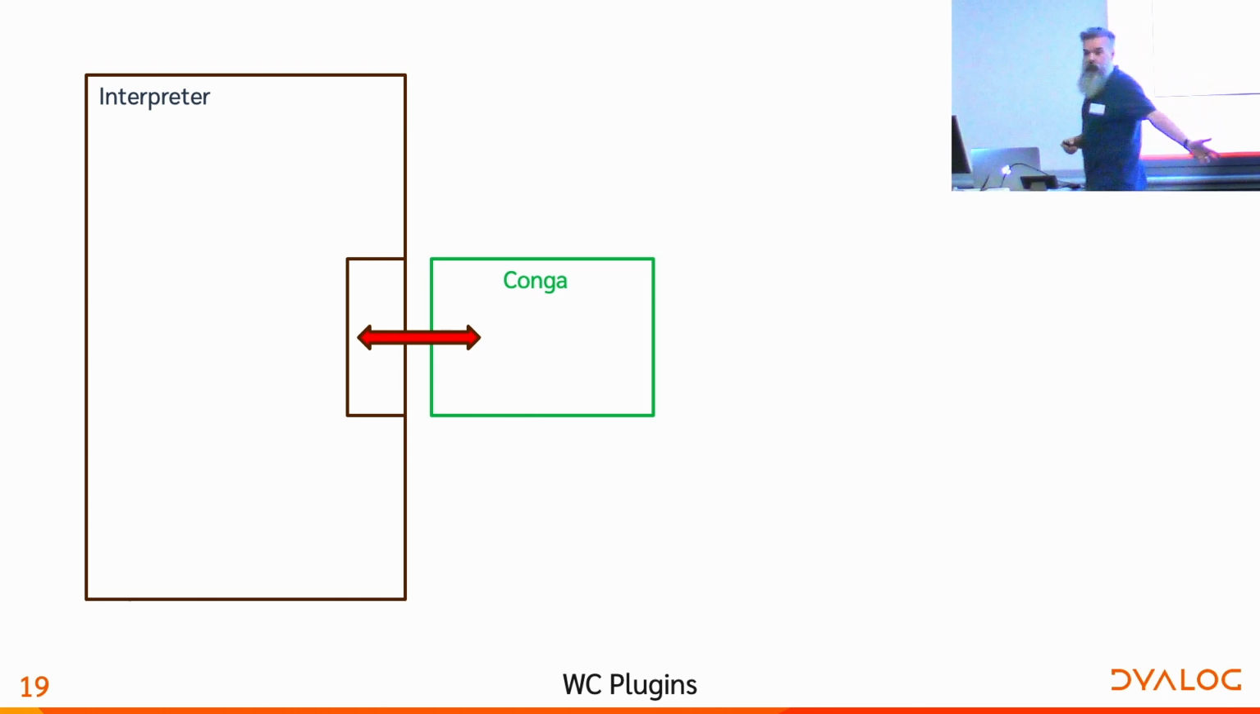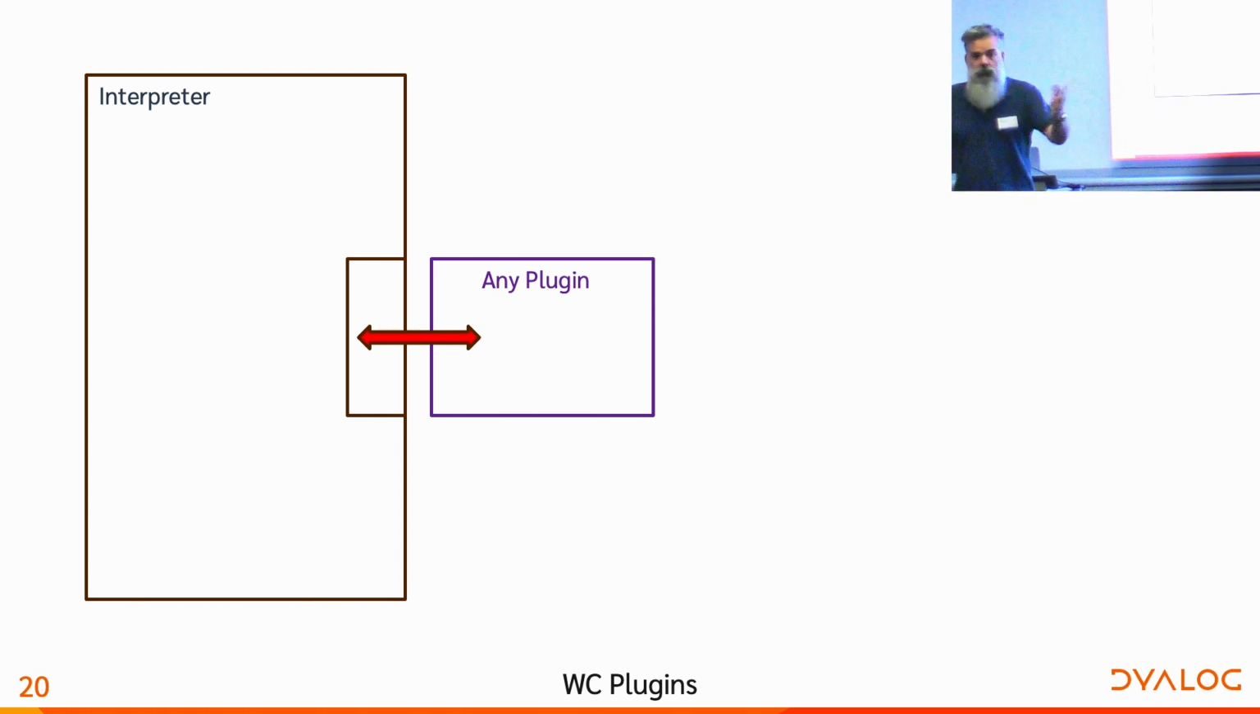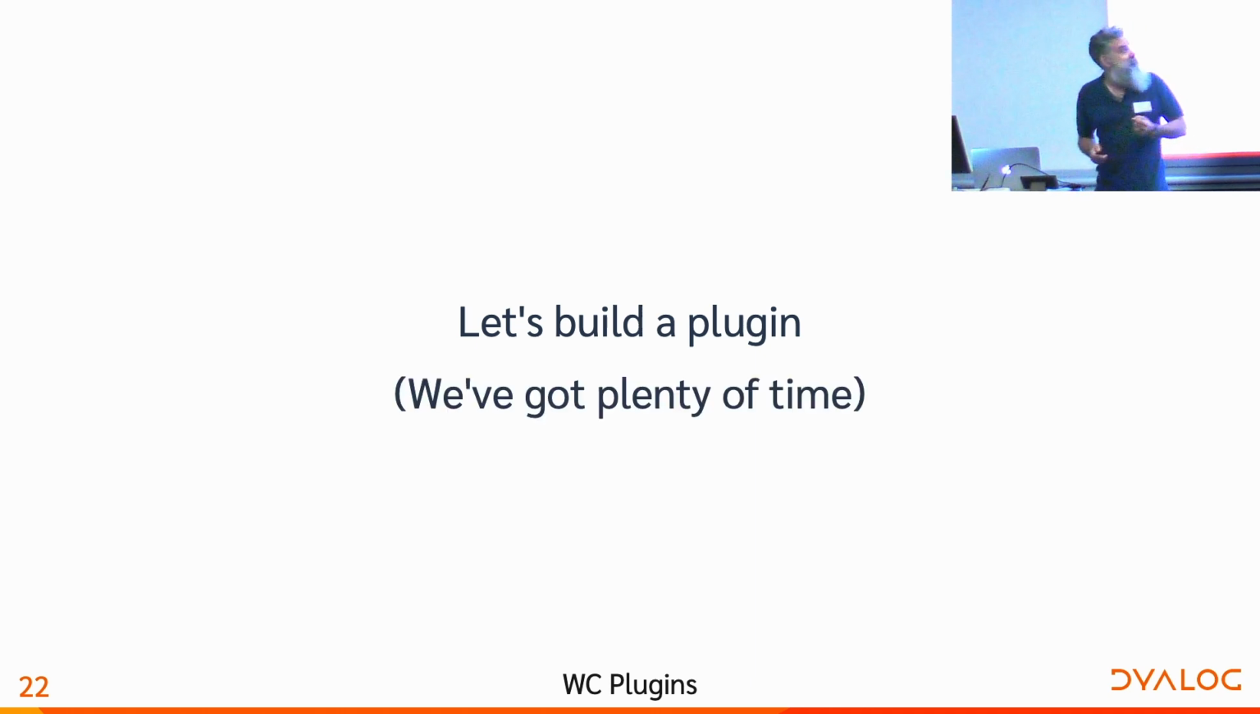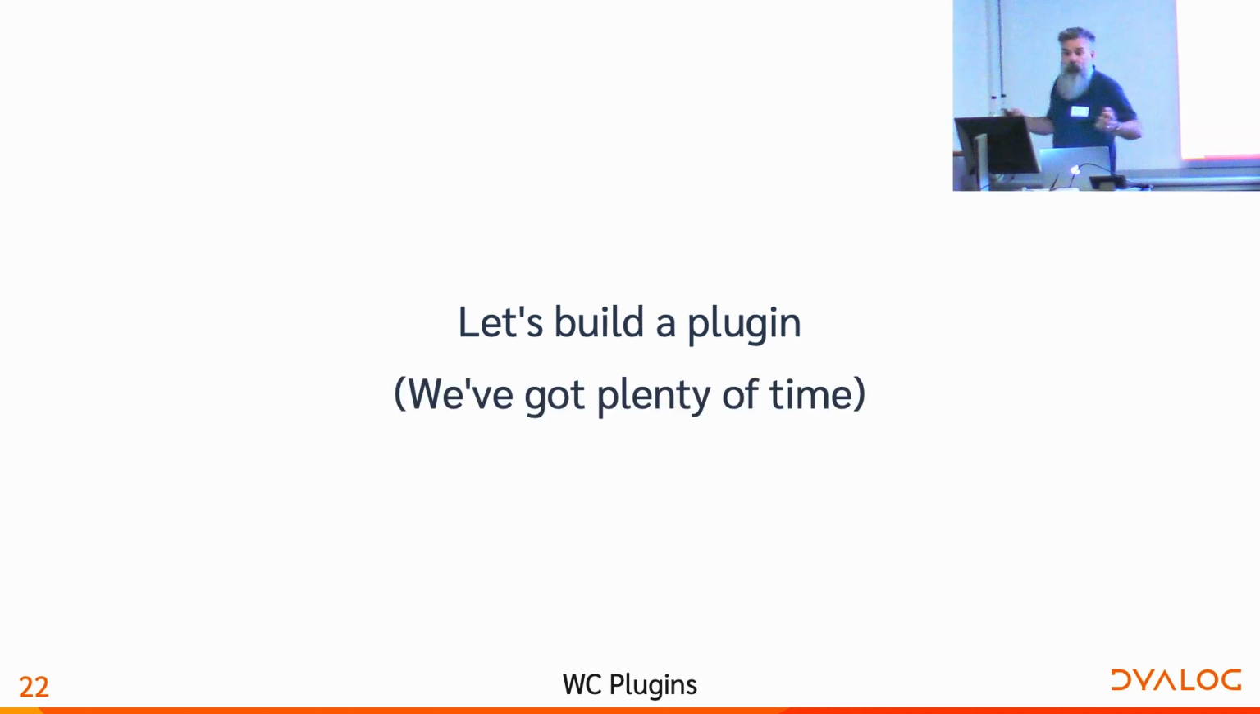But for example, as well as having an HTML renderer plugin, we could have a Conga plugin, or we could have any other plugin that you like. The toolkit allows you to plug all these things in, and it's nice and easy. How easy is it? Well, how much time have we got? Let's do one. Let's build one.